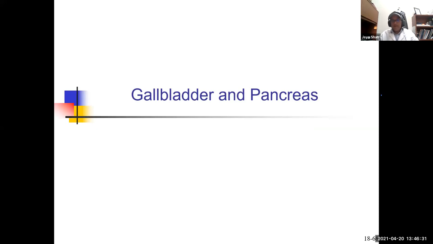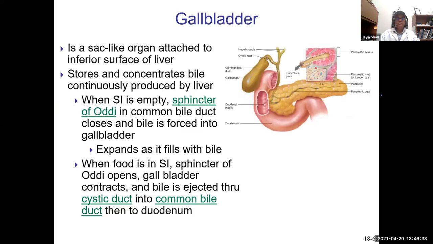Now, gallbladder and pancreas. So the gallbladder only stores the bile coming from your liver, and it concentrates bile. That means the gallbladder absorbs most of the water from the bile and makes it very thick. So even a little amount of bile can work in the intestine because it is thick.